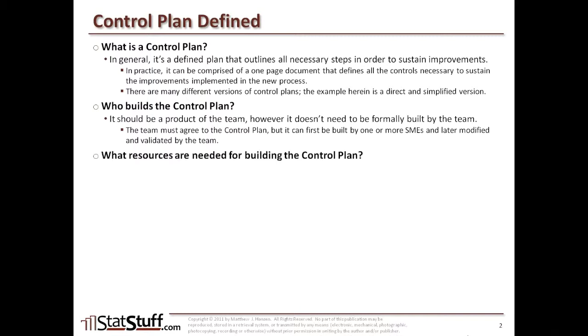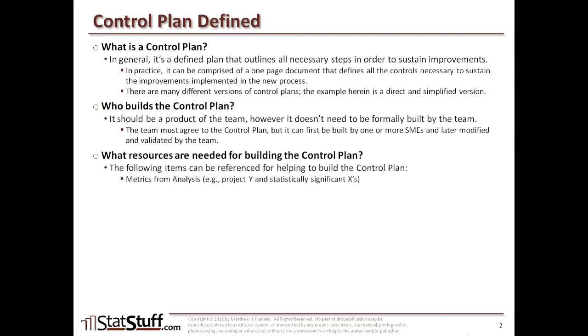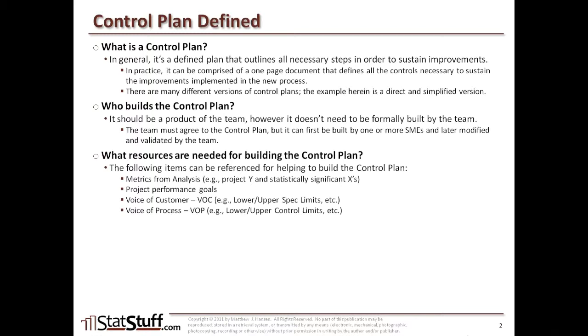So what are the resources that you need if you're going to be building a control plan? Well, there are several items that you need to collect ahead of time to help you in building it. First off, you can use identification of the metrics that were used for the analysis itself within the project. This should include at least the project Y and any statistically significant X's that were identified. Also, any project performance goals or the voice of the customer, which is the VOC. For example, any definition of their targets or the lower and upper spec limits as defined by the customer's requirements. Also, the voice of the process, or VOP, like any lower and upper control limits, could be helpful as well.